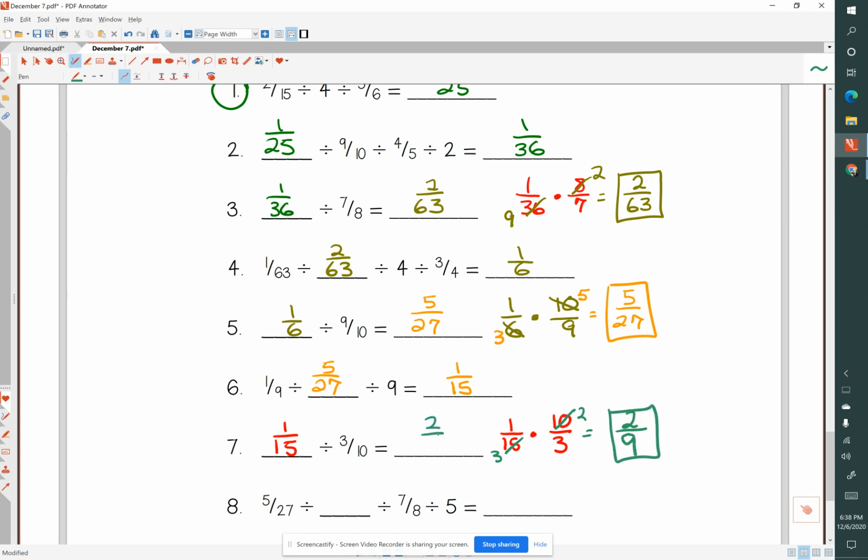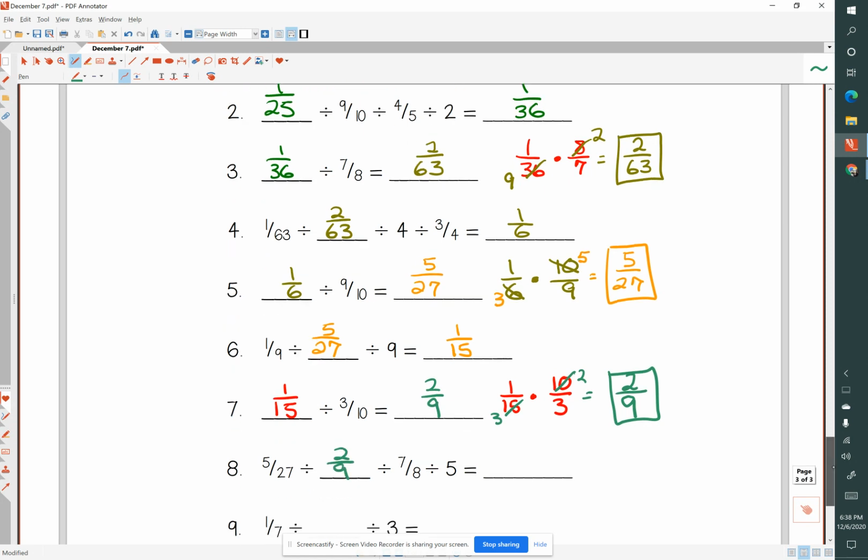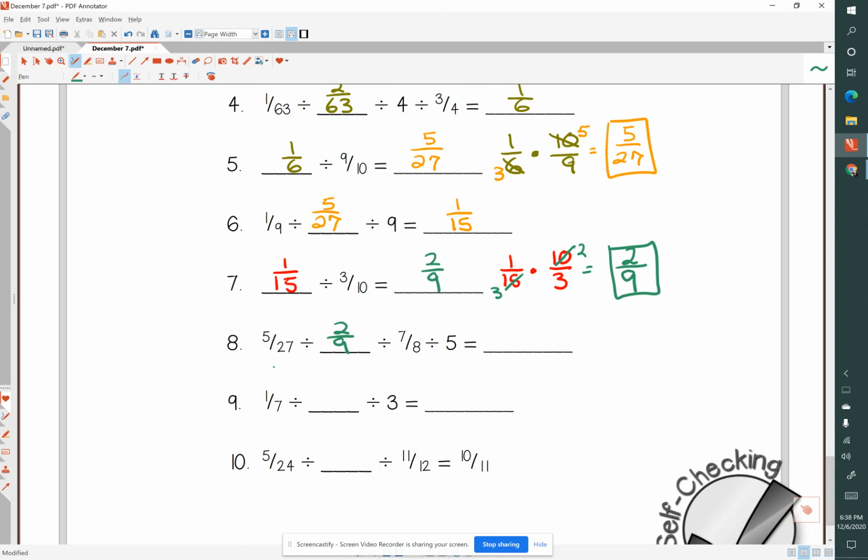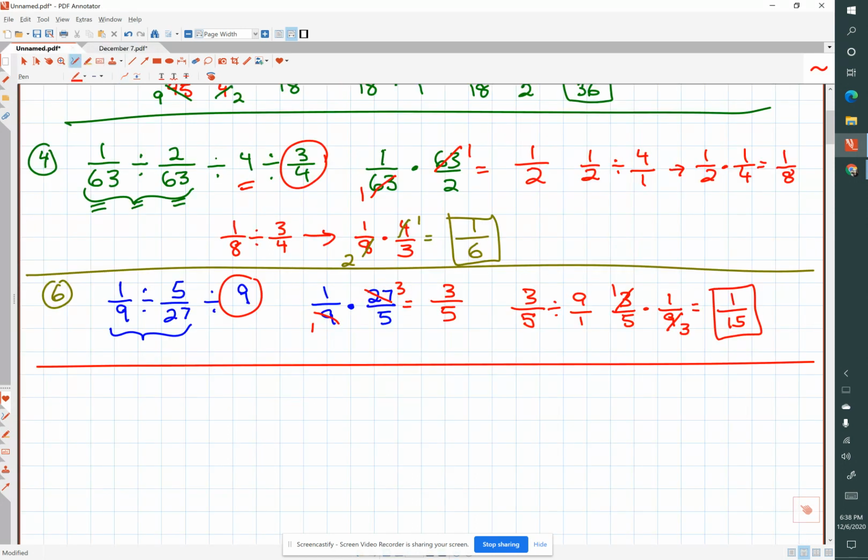I'll put that right here. And in the next problem, and this is a big problem, I think I will use my scratch paper for that. And that is number 8, 5/27 divided by 2/9 divided by 7/8 divided by 5. And remember, we can put a 1 under that 5.